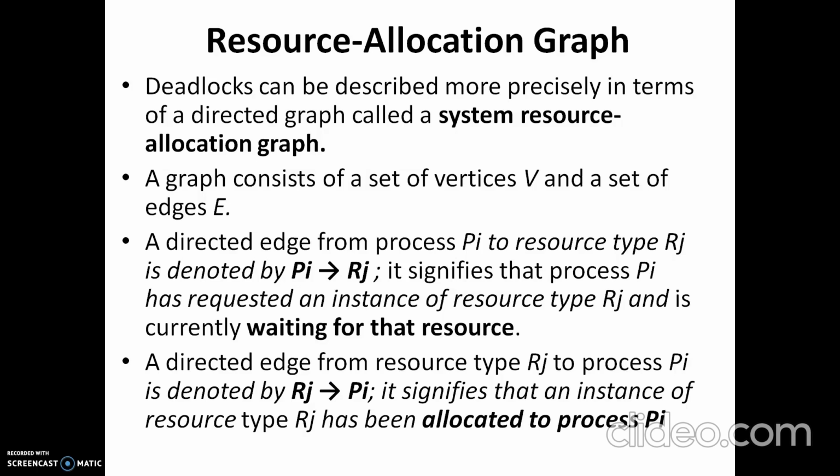So when you see a graph, you should be able to differentiate the meaning of the resource and process association based on the graph direction. It either means the resource is being used by a process, when a process is using the resource, or it means the process is requesting a resource.